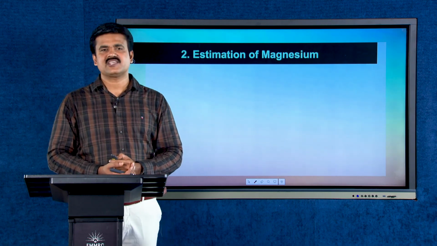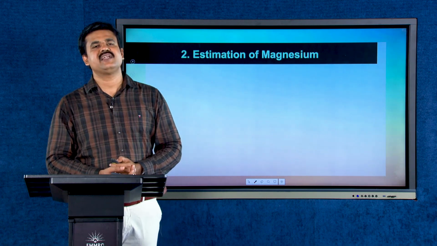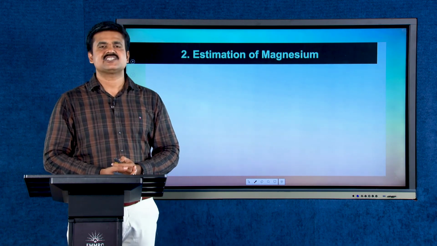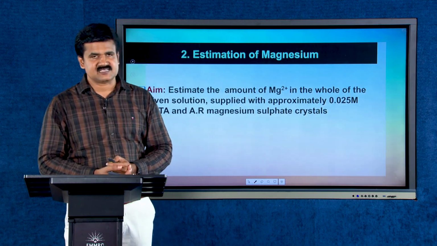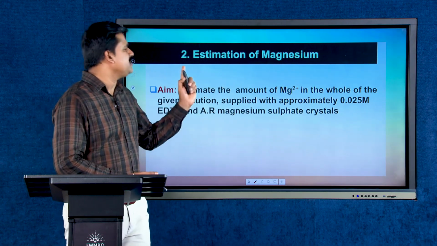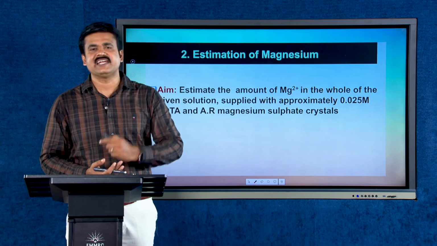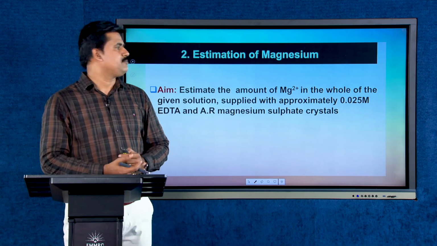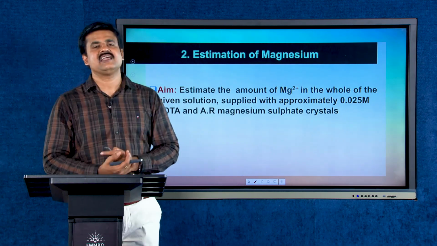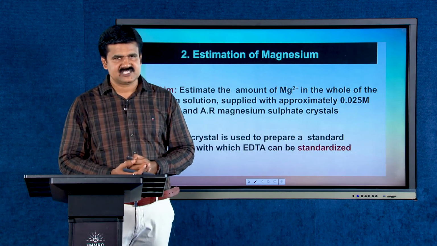Now, we are focusing on estimation of magnesium. Instead of Zn2+ ion, now I am taking the estimation of magnesium as another representative example. Here the aim is to estimate the amount of Mg2+ in the whole of the given solution. You are supplied with approximately 0.025 molar ethylene diamine tetraacetic acid, EDTA, and analytical magnesium sulfate.